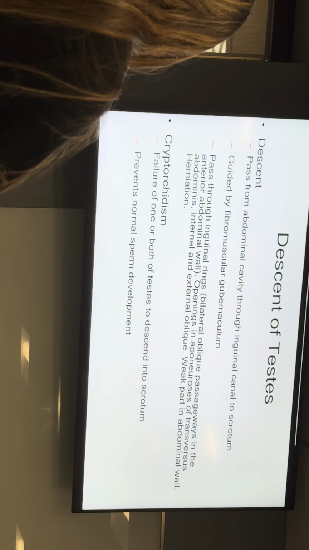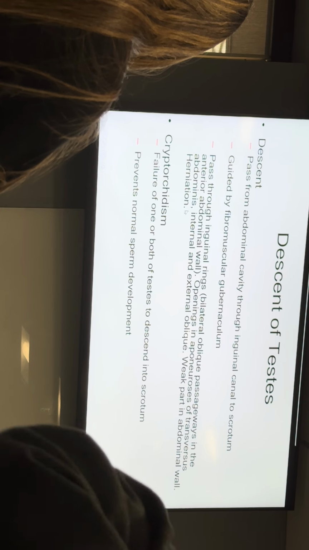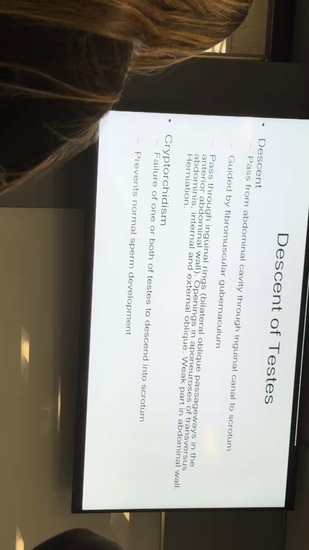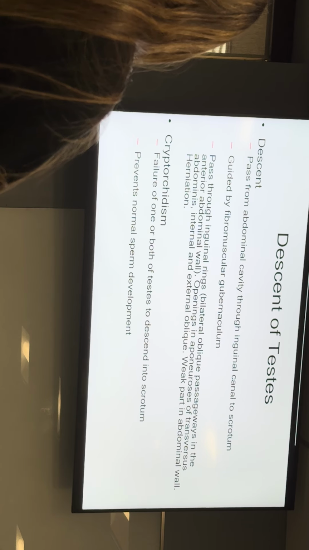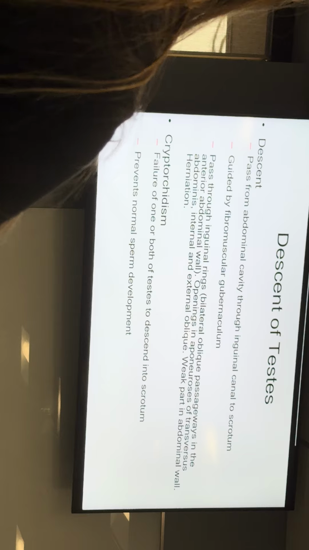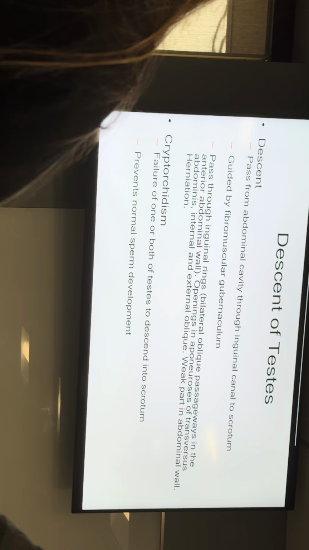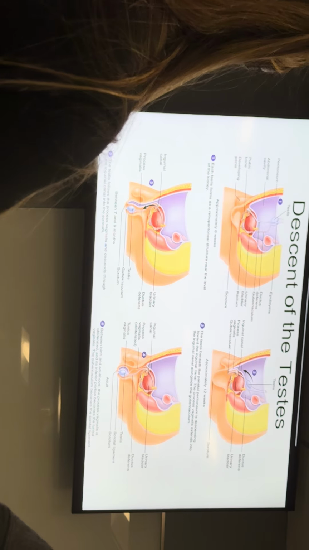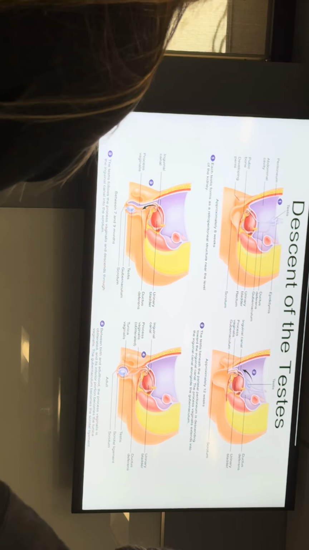Because these testicles make it through this hole called the inguinal canal, guys always have a weaker area of our abdominal wall. So when guys herniate, they almost always herniate out their inguinal canal. So really quickly, let's just look at what this looks like.